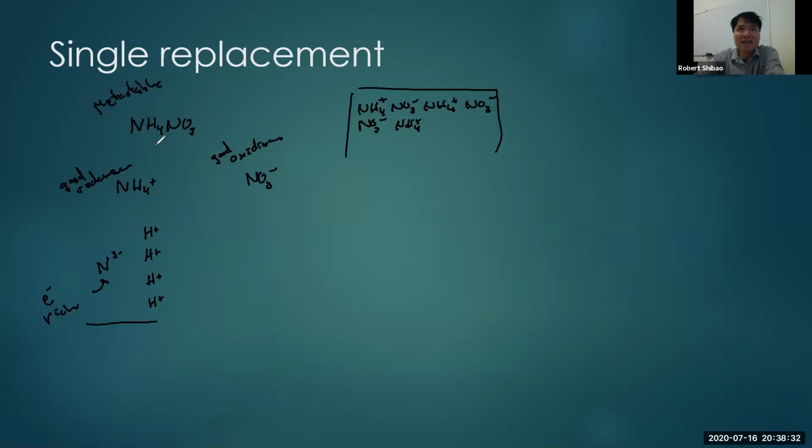Metastable means, okay, it's okay right now as long as it's cold, but if it gets hot, watch out. It's going to be quite unstable.